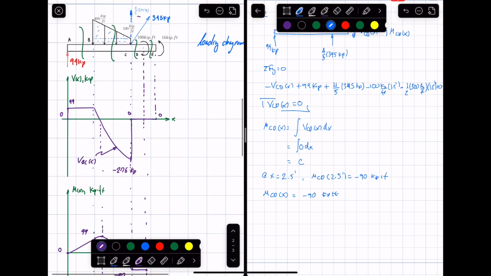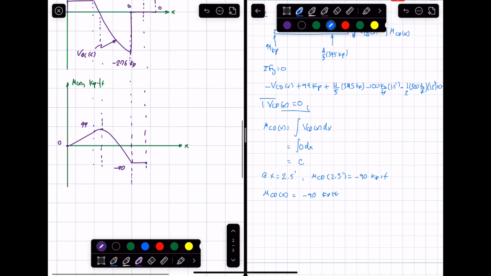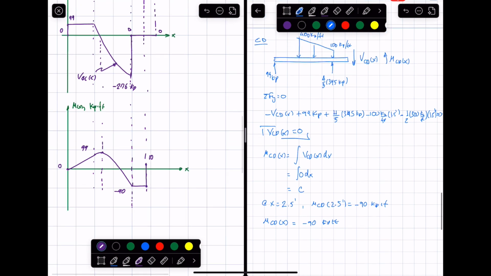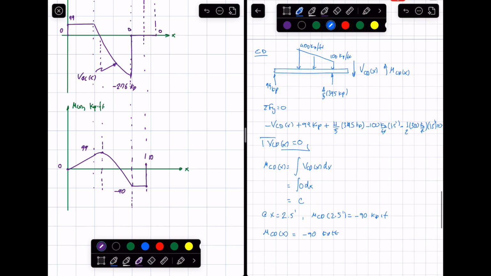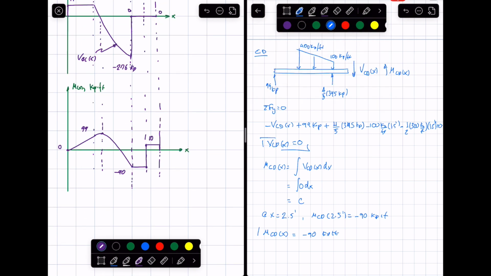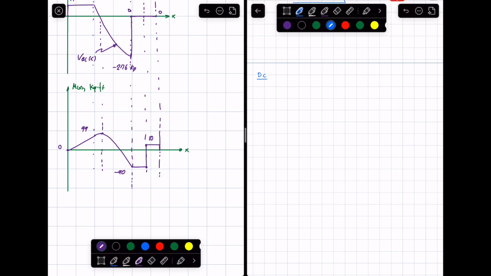Now at this location there is a couple, so it's going to cause a jump of 100 foot in the opposite direction of the external couple. Again, our shear remains 0, so our slope in the bending moment diagram should also remain 0, up to the next discontinuity. And at that point, we find the last discontinuity, which is the couple of 10 kip foot.